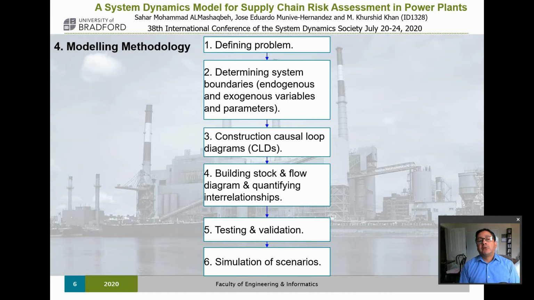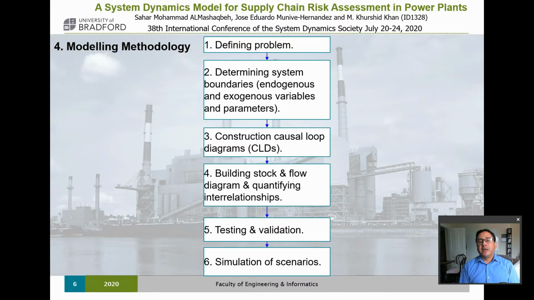A modeling methodology was, in very broad terms as shown here, developed and implemented. The first stage of the methodology was to define the problem. Then we determined the system boundaries by identifying endogenous and exogenous variables and parameters affecting the system. We constructed causal loop diagrams in order to understand the interrelationships among the risks in the risk assessment system. And then from there, we translated those causal loop diagrams into stock and flow diagrams, and we tried to quantify the interrelationships existing between the elements of the model.